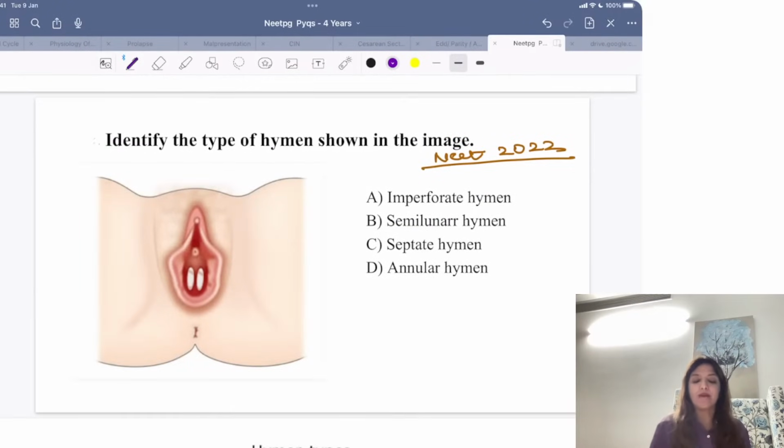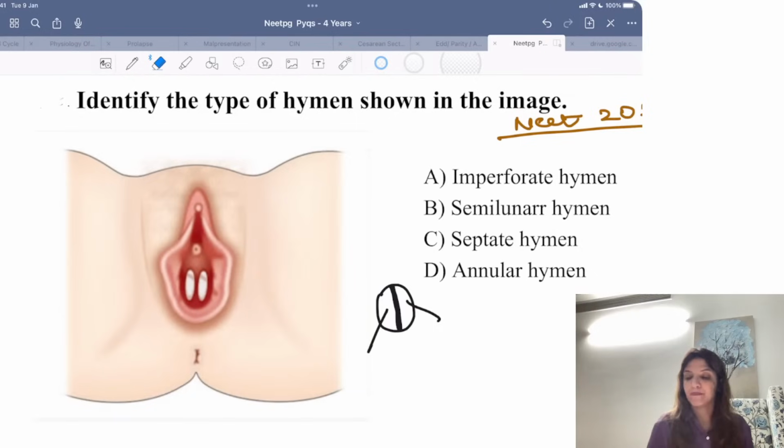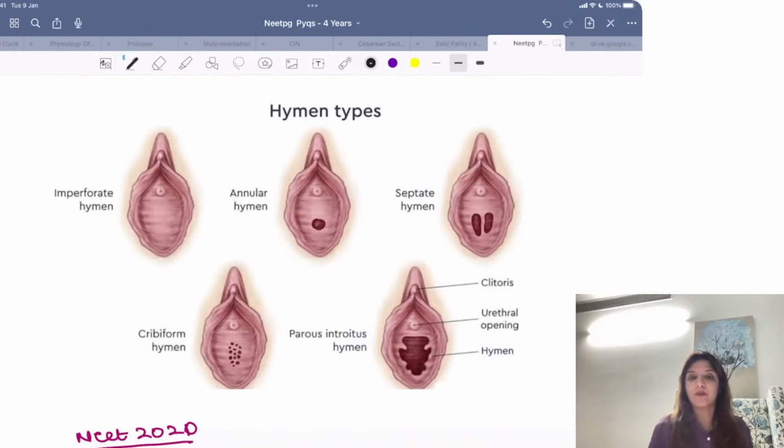Then identify the type of hymen shown in the image. NEET 2022 question. So over here what you are seeing is the hymen. This is one side, this is the other side, and over here you can see a septa. So this over here is a septate hymen, right? So this is a septate hymen. These are all types of hymen which are shown to you. Please check over here. Cribriform hymen. Cribriform hymen means sieve-like hymen. This is imperforate hymen, annular hymen, septate hymen, right?